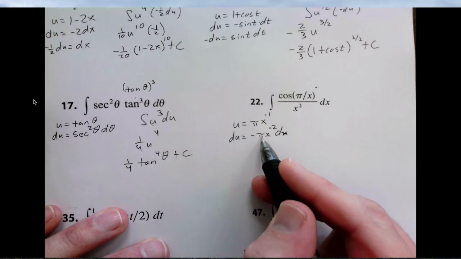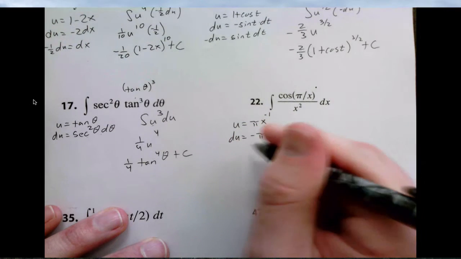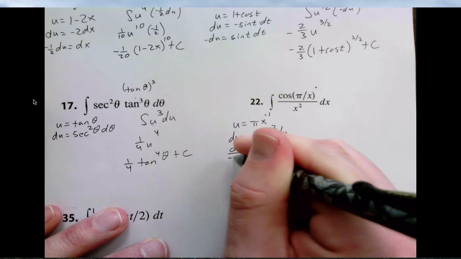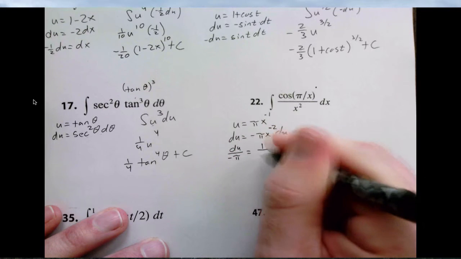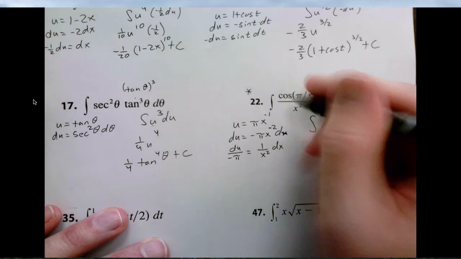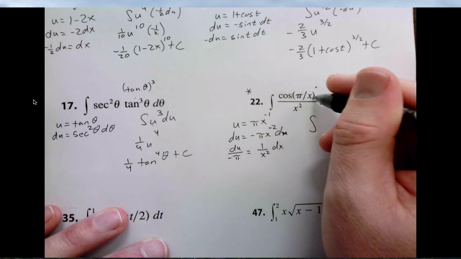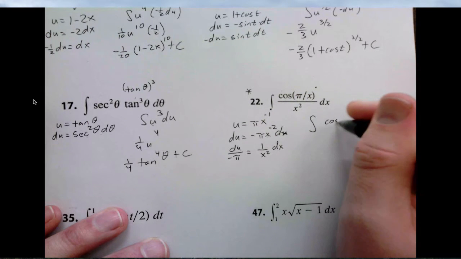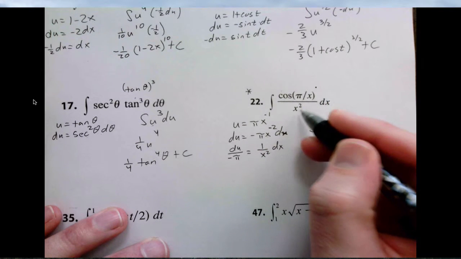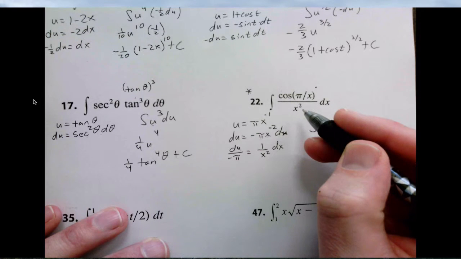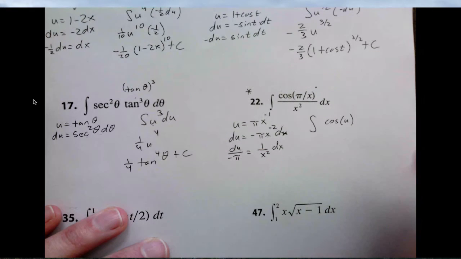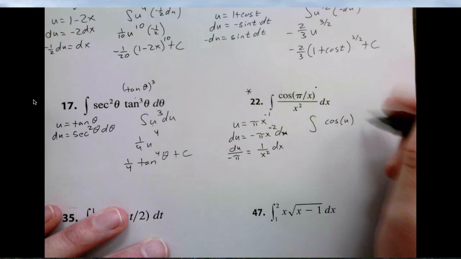What I don't have is this pi and this negative. So I'm going to actually take that and move it to the other side by dividing it. Okay, so I have du divided by negative pi equals 1 over x squared dx. So when I set this up, because I set u equal to pi over x, I can do cosine of u. All right, so this piece has been replaced with respect to u's. Now the x squared on bottom and the dx are both replaced by the du over negative pi.